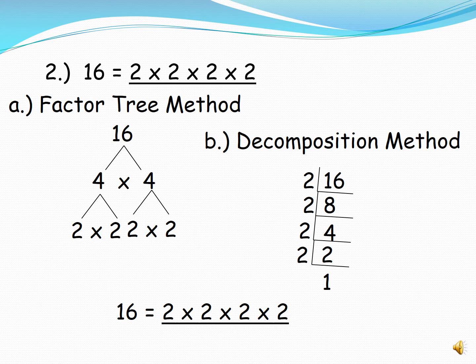Using the decomposition method, we have 16 divided by 2 is equal to 8. 8 divided by 2 is equal to 4. 4 divided by 2 is equal to 2. And 2 divided by 2 is equal to 1. So the prime factorization of 16 is 2 times 2 times 2 times 2.